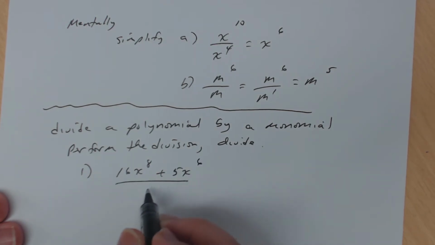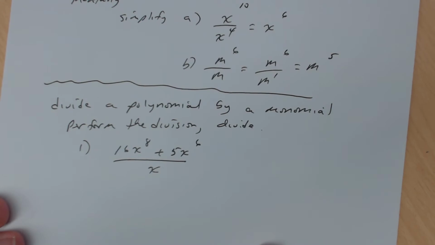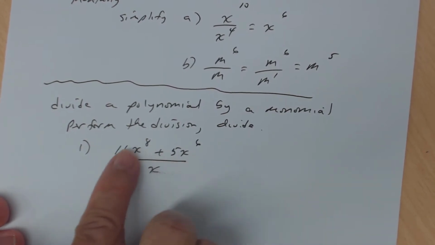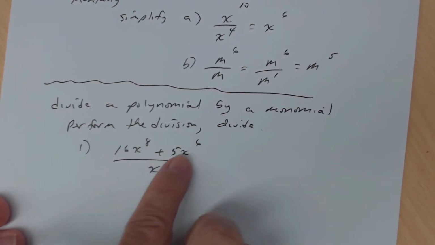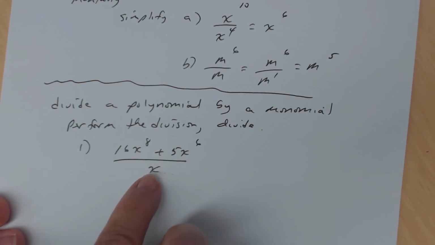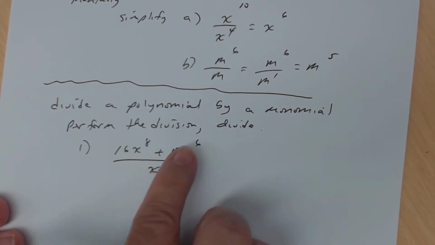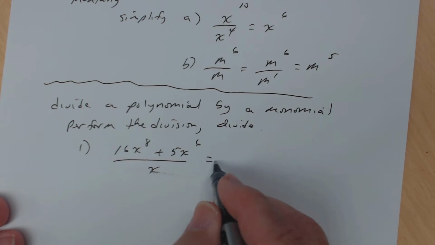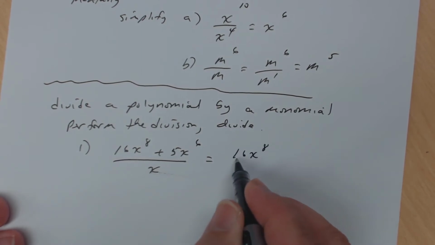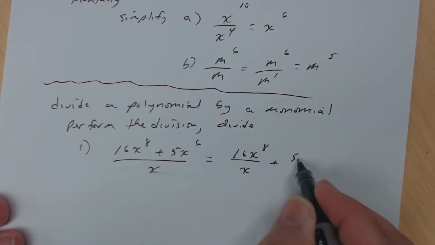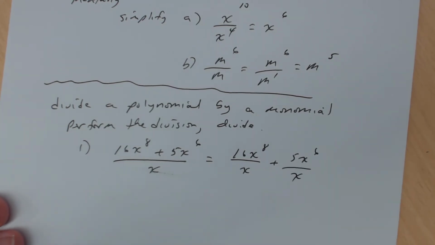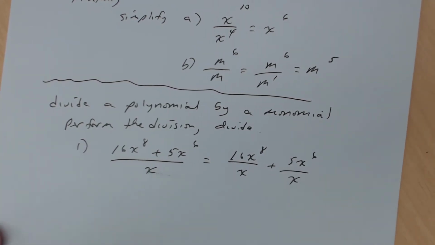So number 1, let's suppose we had 16x to the 8th power plus 5x to the 6th power divided by, let's say, x. All right, so I'm dividing this polynomial, which contains two terms, so this binomial, divided by this monomial. Okay, so one term. This is the monomial. So whenever you have a monomial in the denominator, that's the easy kind. So you're just going to write these as separate fractions. So in other words, 16x to the 8th divided by x plus 5x to the 6th divided by x. Okay, so that's the easy kind.